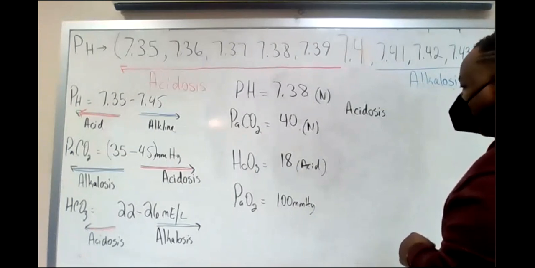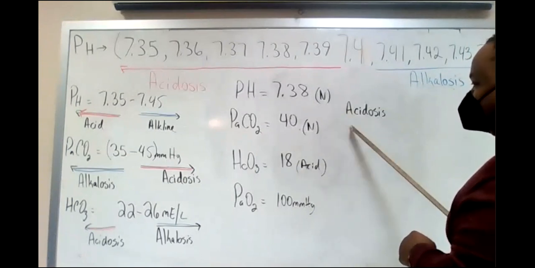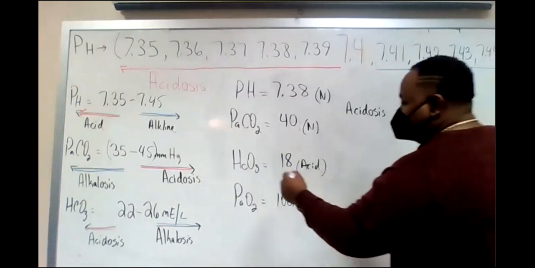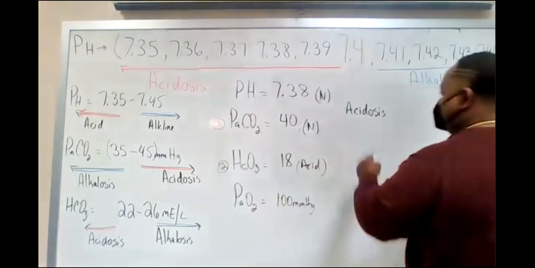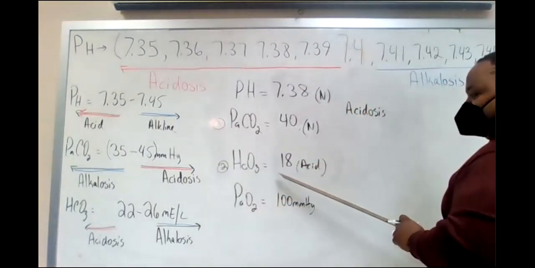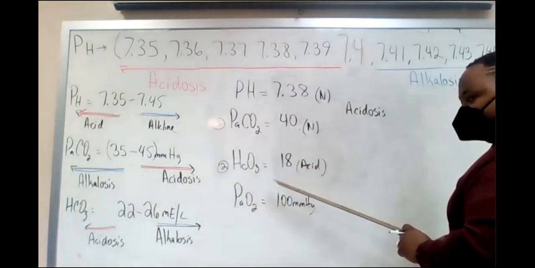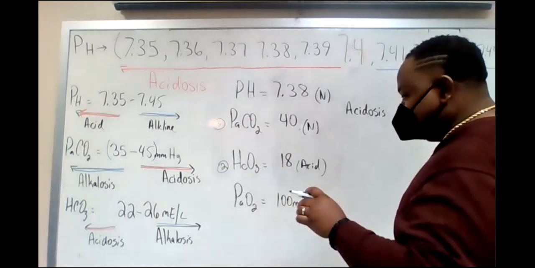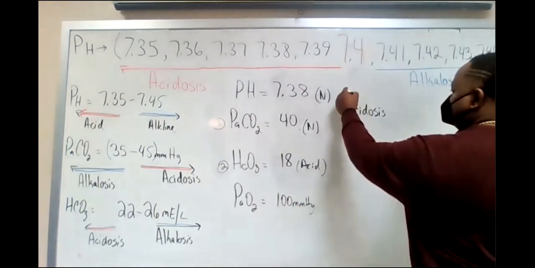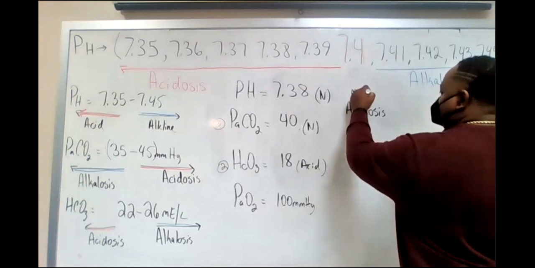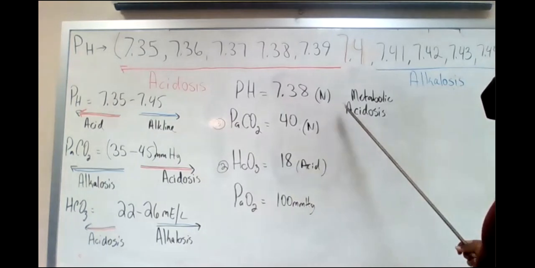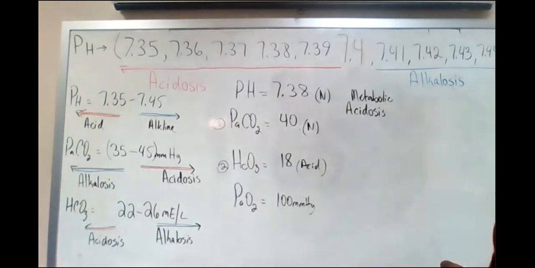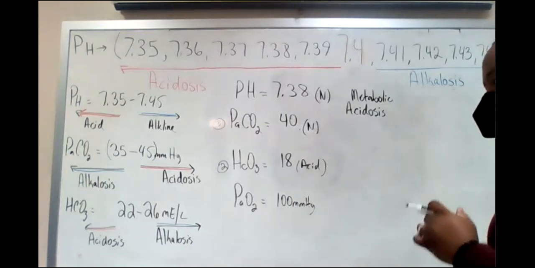Bicarb, because bicarb is matching the acidosis. So bicarb is the second player in this case, and PCO2 will be the third player. So it's respiratory. If bicarb is causing the problem, what is it, Kelsey? I mean, metabolic. I'm sorry. Yes. Metabolic acidosis. All right. Now we got to see, is there compensation?